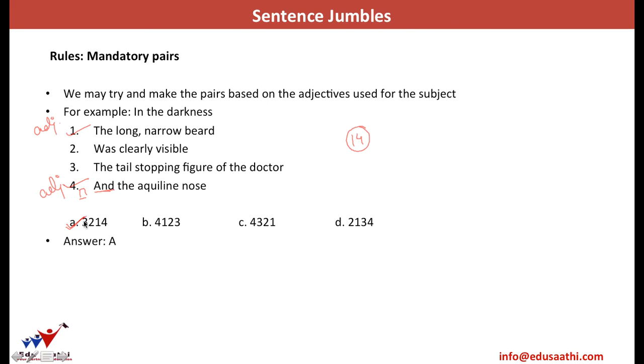Right. So here, what I did was, I just judged that there are two phrases that are qualifying something and they have to be kept together. And thereby I got a pair, and that pair is available only in one option. So the answer becomes option number A.